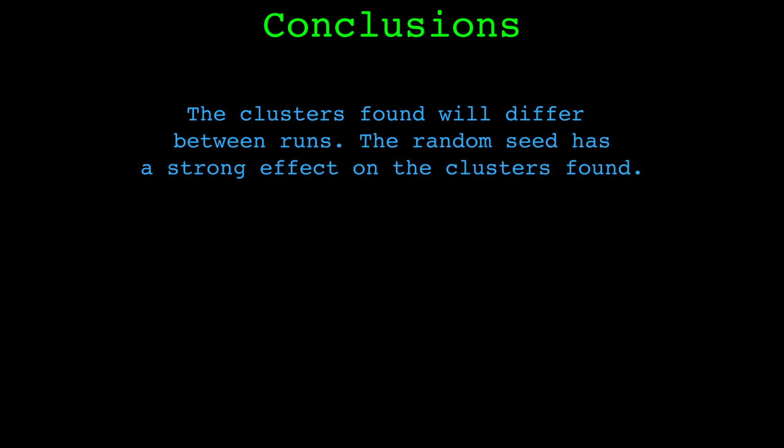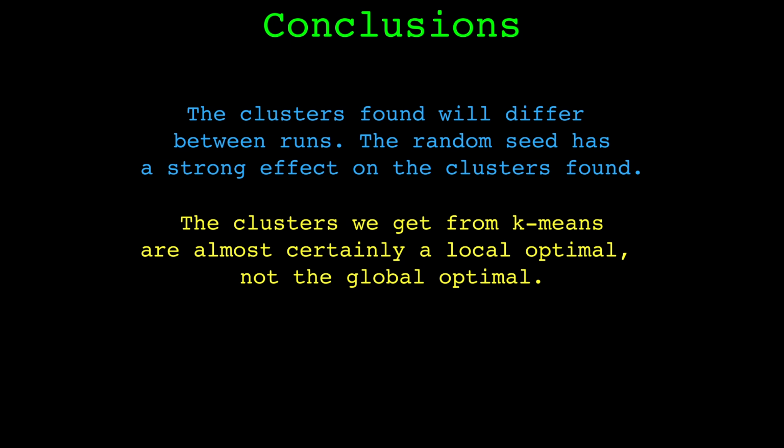A major issue with this implementation is the clustering is highly dependent on the random seed. It will return different clusters each run. This randomness is from the initialization of the clusters. Solving for the optimal k-means is an NP-hard problem, and what we actually get is only a local optimum.